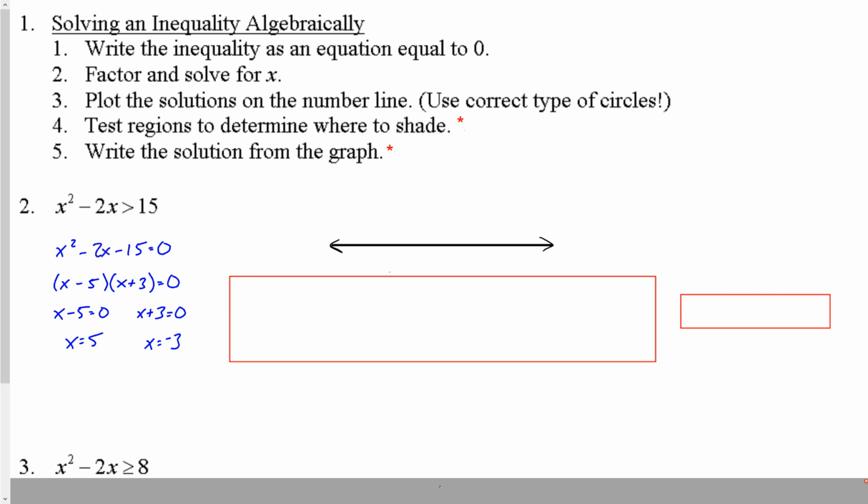Step 3 up above says plot the solutions on the number line. So that means I have to put my negative 3 and my 5. The smaller number needs to go on the left. The larger number needs to go on the right. And looking at the original inequality, the symbol is a greater than symbol. So that tells me we have to use open circles. So we would have this graph at this point.